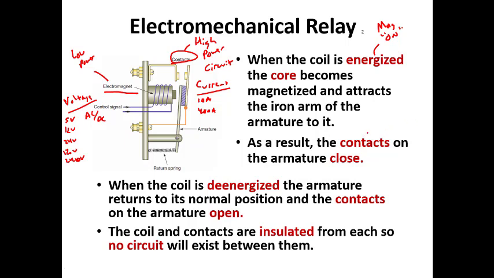When we say the contacts close, this means the normally open contacts close, and the normally closed contacts will open. When the coil is de-energized, the armature returns to its normal position and the contacts on the armature open. The coil and contacts are insulated from each other, so no circuit will exist between them. Notice that there's no electrical connection between the low power circuit and the high power circuit in an electromechanical relay.